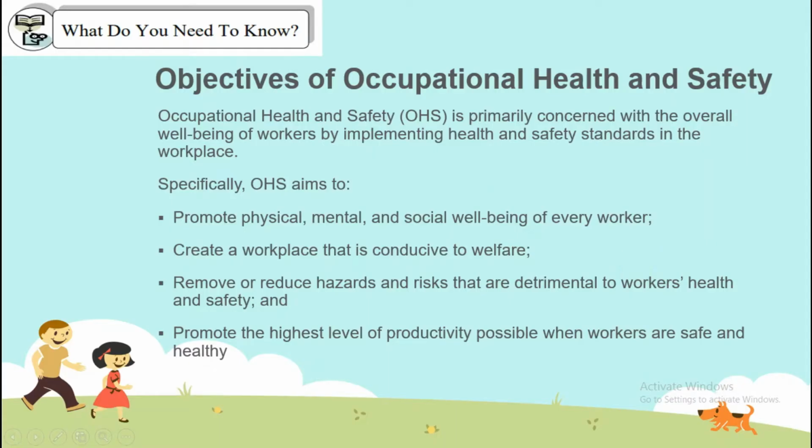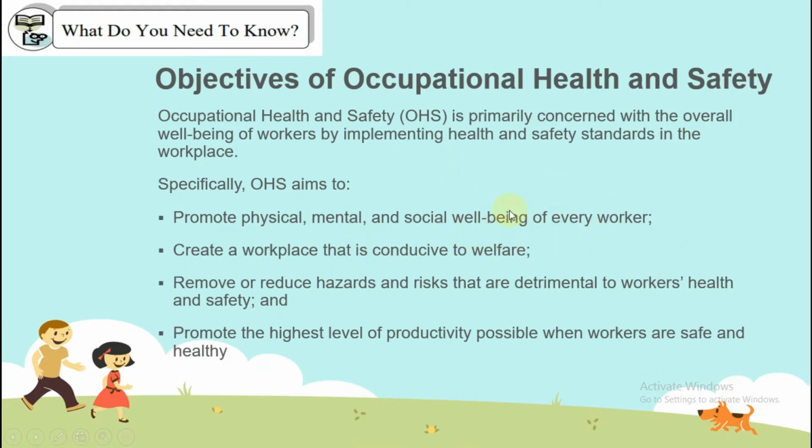Next, what do you need to know? Objectives of occupational health and safety. Occupational health and safety, or OHS, is primarily concerned with the overall well-being of workers by implementing health and safety standards in the workplace. This aims to promote physical, mental, and social well-being of every worker.